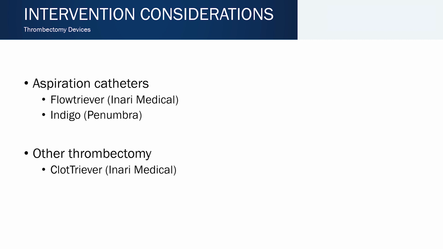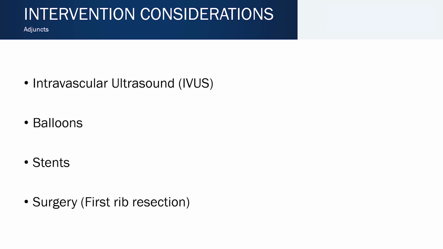Our thrombectomy devices that we have on hand for these types of situations: we have aspiration catheters, the FlowTriever from Inari Medical, the Indigo from Penumbra, as well as the ClotTriever from Inari Medical. Other things that we typically have as adjuncts: intravascular ultrasound, also known as IVUS, balloons, stents, and of course surgery, predominantly first rib resection.